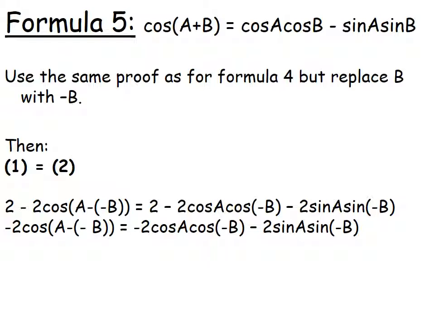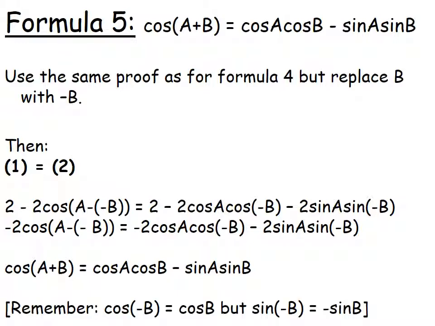So the two sides are equal to each other. We subtract the 2 from each side. We divide everything by minus 2. And then we just multiply out our brackets. So the 2 minuses become a plus, which is fine. And what happens here is, this has been divided by minus 2, so it's now plus cos A cos B. But the minus B here doesn't have any effect, because when you have cos of a negative angle, it's just cos B. That's given in your maths tables.